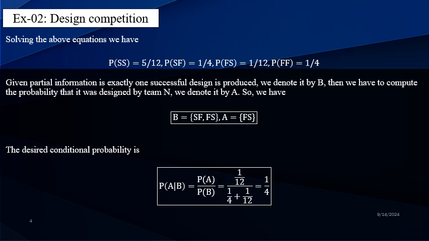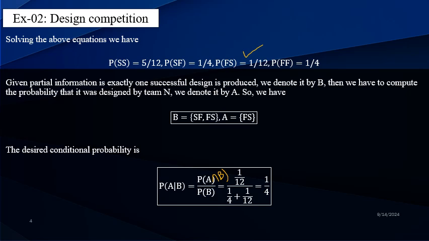It is the probability of A intersection B divided by the probability of B. And so what is the probability of A? A contains Fs. What is the value of the probability of Fs? It is 1 by 12.